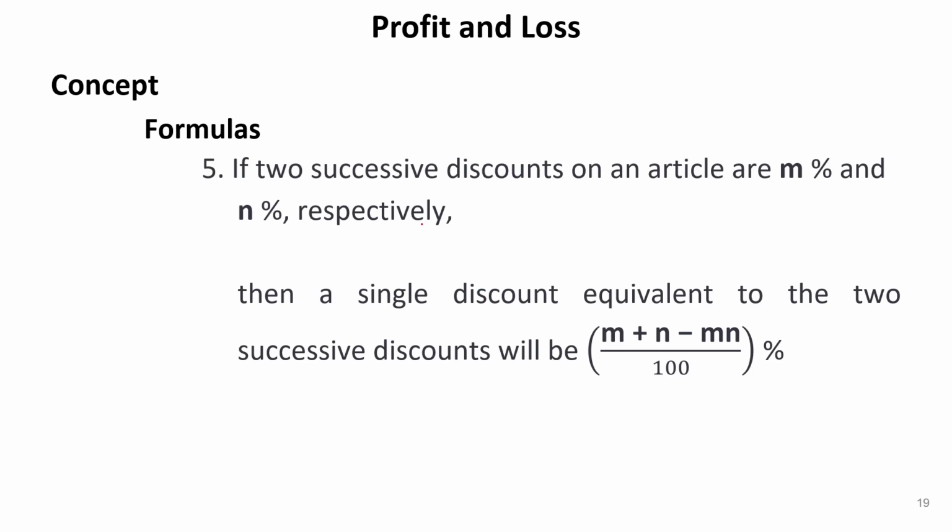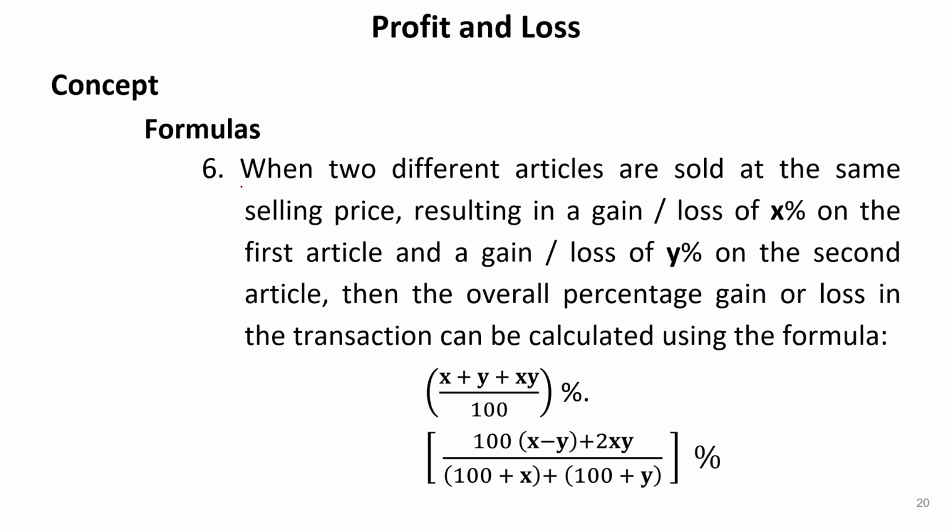Okay, so if two successive discounts on an article are M% and N% respectively, then the single discount equivalent to the two successive discounts will be (M + N - MN/100)%. Okay, so this formula is also very important. We have also used this formula in the discount chapter. So this formula is being repeated in this chapter, and this also holds a very large amount of relevance in this chapter. Okay, so let's see the sixth formula.